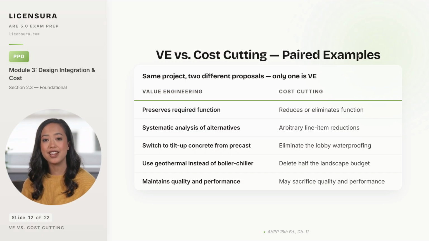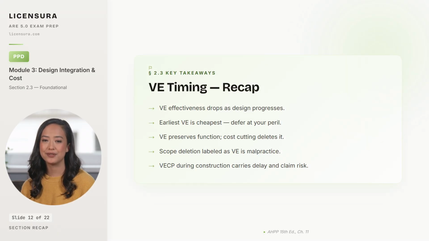Real VE maintains quality and performance. Cost-cutting sacrifices them. And the exam will give you a question where a proposal sounds like VE, but actually deletes the function, and you have to recognize the trap. Walk away with these 4 takeaways, and you will defend any VE versus cost-cutting question the exam throws. 5 takeaways on VE timing and the cost-cutting distinction.